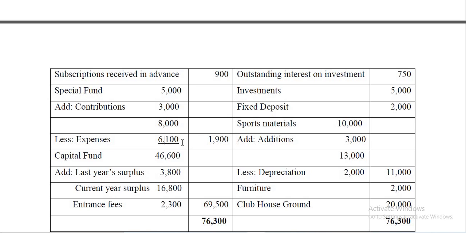Here let me tell you, supposing the expenses paid are more than the total of these two, then what has to be done? Then the shortage, that should be debited to income and expenditure account. Supposing these are 10,000 and here only 8,000 are there. So you have to draw 2,000 rupees from income and expenditure account. So it should be debited.